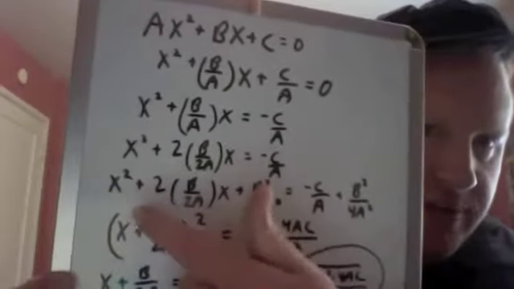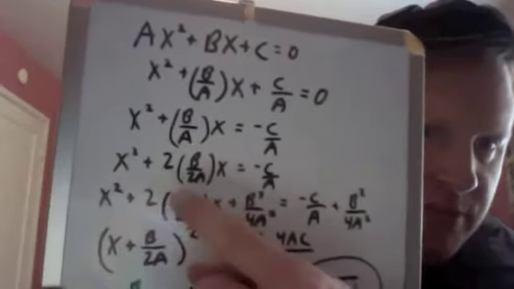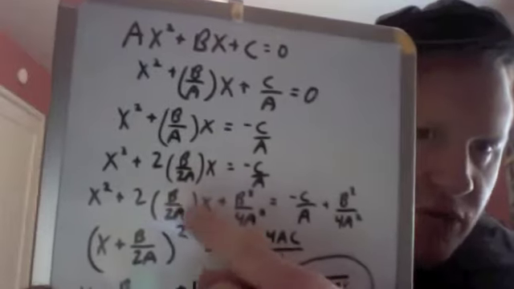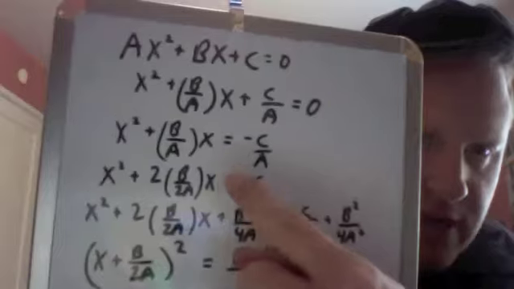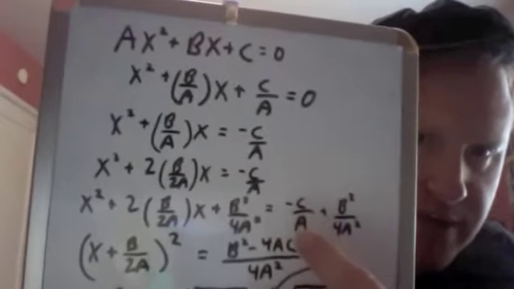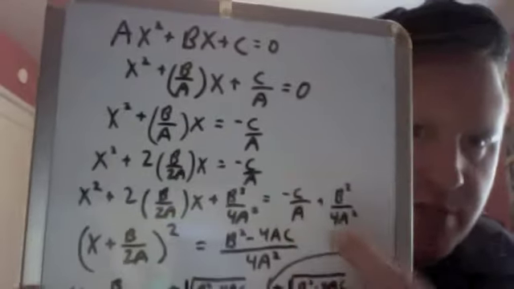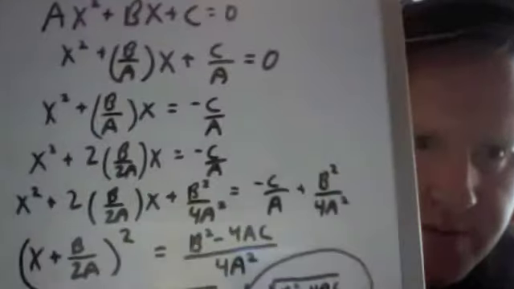This whole thing drops down, and I have x squared plus 2 times b over 2a x plus b squared over 4a squared is equal to, and the negative c over a drops down. So I have negative c over a plus b squared over 4a squared.